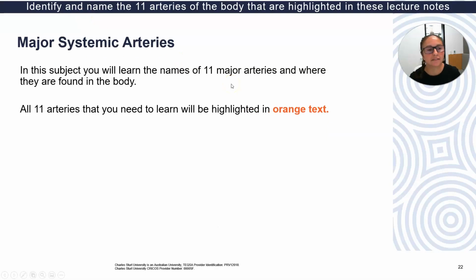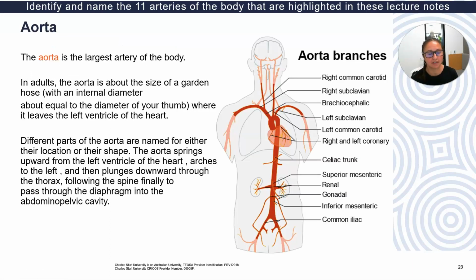Let's learn some arteries and veins, hey? You only need to learn 11 arteries. Let's have a look and see which ones they are. The first one that you need to know is the aorta, okay?